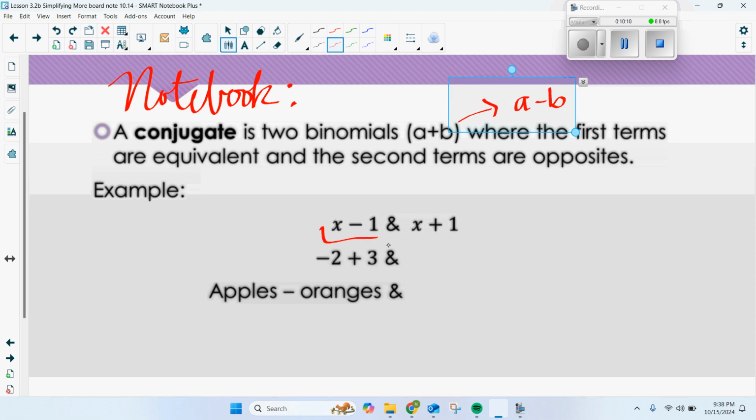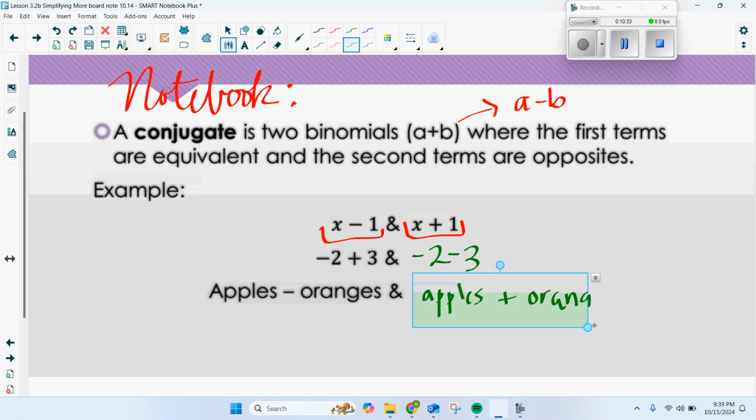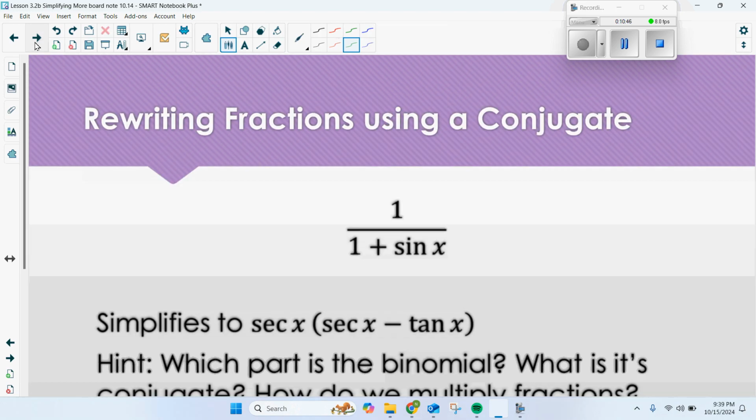So x minus 1 is a conjugate of x plus 1. You keep the first term the same, so even though this has a negative sign in front of the 2, it's going to stay. So if you have negative 2 plus 3, then you'd have negative 2 minus 3. Those are conjugates. Apples minus oranges and apples plus oranges, these are conjugates. To show you why conjugates are helpful, I think I just need to show you an example, because at first it's like, okay, why do I care about a conjugate? It's actually very cool. Let me show you.